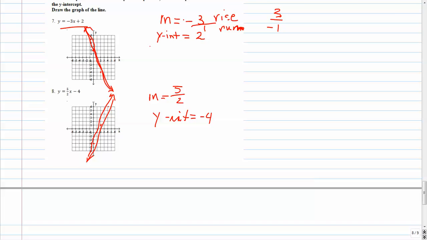Notice that the first one, the slope was negative and the line was falling from left to right. On the second one, the slope was positive and the line was rising left to right.